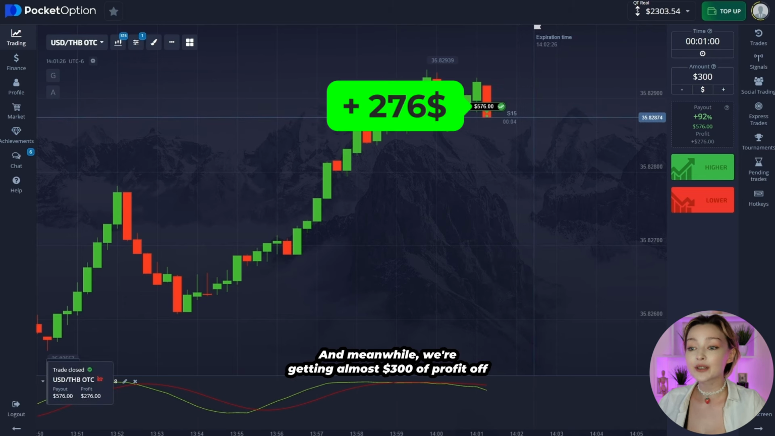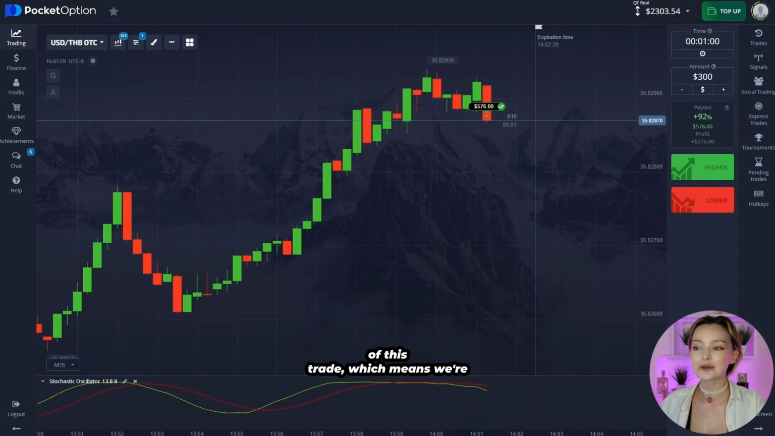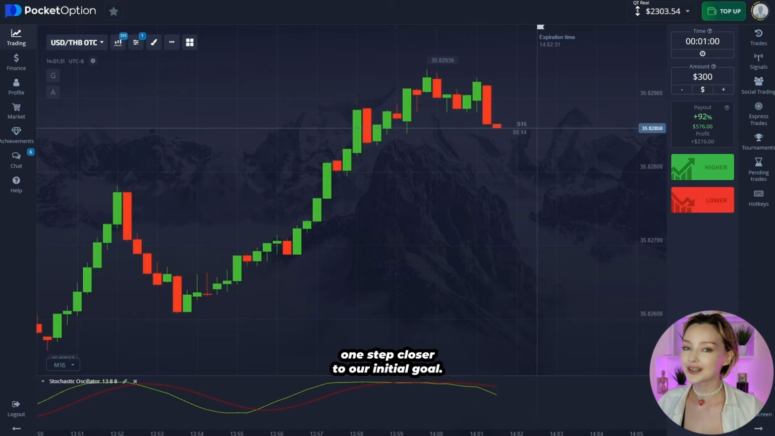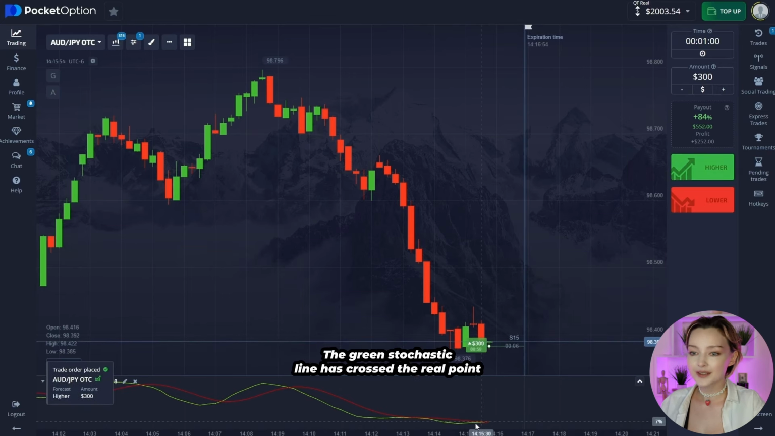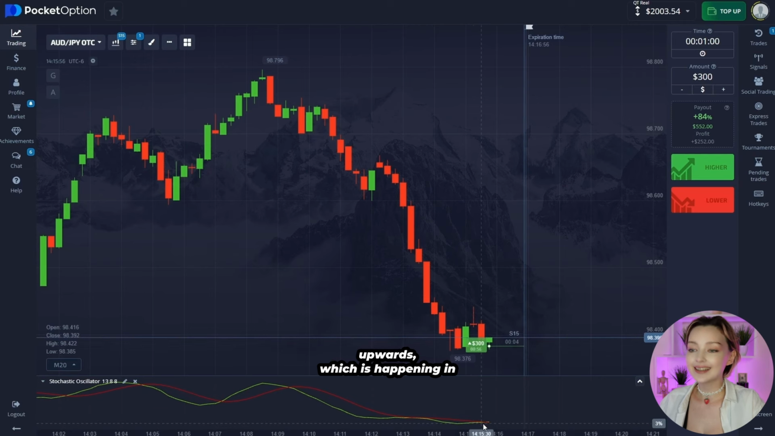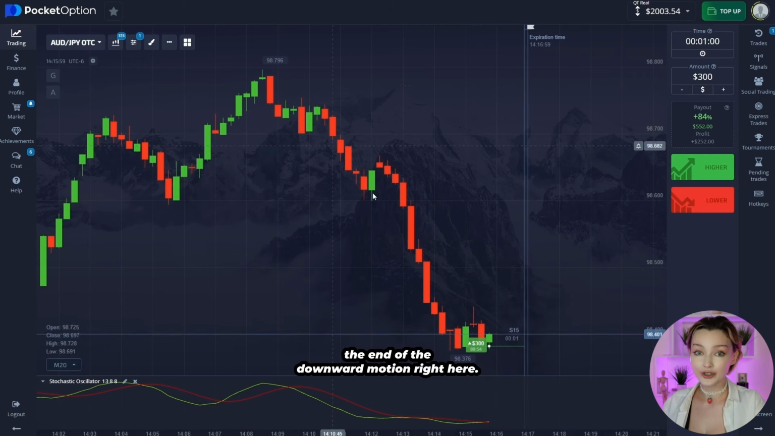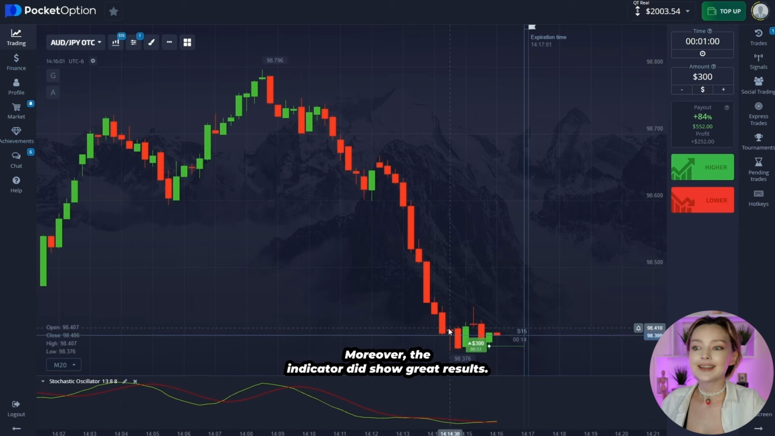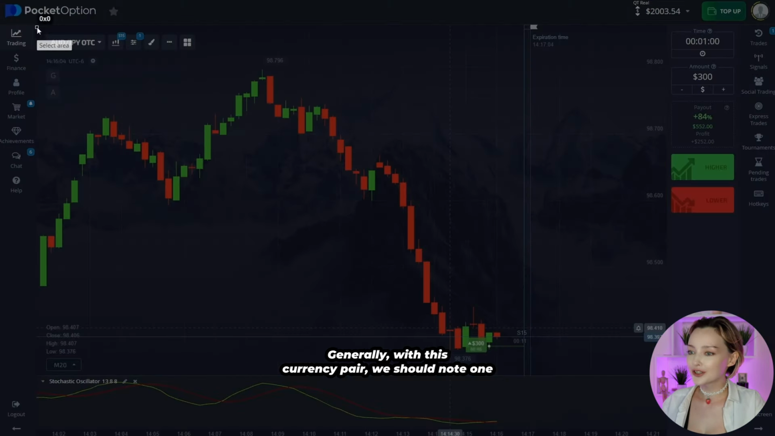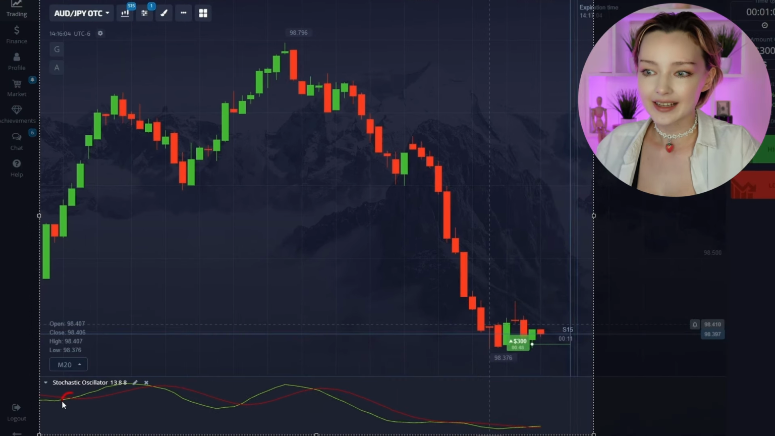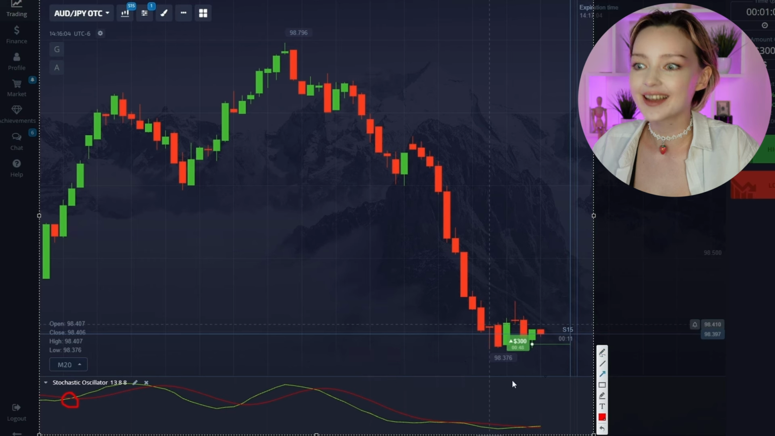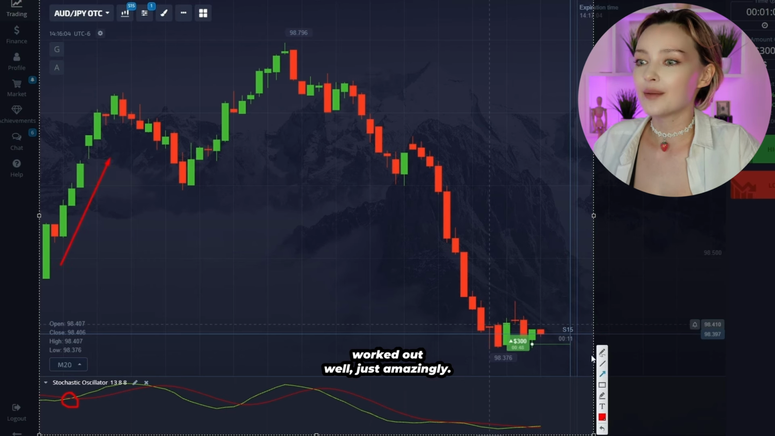And meanwhile, we're getting almost $300 of profit off of this trade, which means we're one step closer to our initial goal. So guys, this signal to buy is amazing, I think. The green stochastic line has crossed the red one upwards, which is happening at the end of the downward motion right here. Moreover, the indicator did show great results. Generally, with this currency pair, we should note that each one of the intersections, obviously, worked out well, just amazingly.